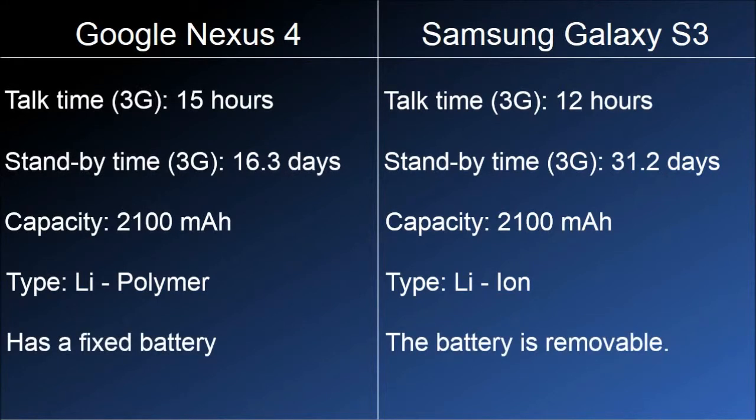However, on the Google Nexus 4 there's a fixed battery compared to the Samsung Galaxy S3 that has a removable battery. The removable battery is potentially a big upside to the S3, as it means that if the battery is faulty you can replace it yourself, or even better, you're able to carry around a spare battery with you and easily switch batteries if your current battery runs out. So advantage S3 on the battery in my opinion.